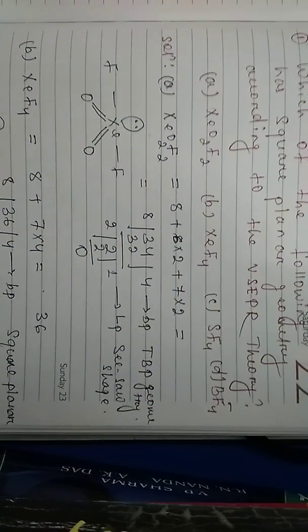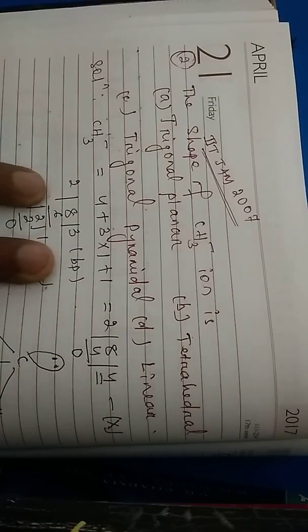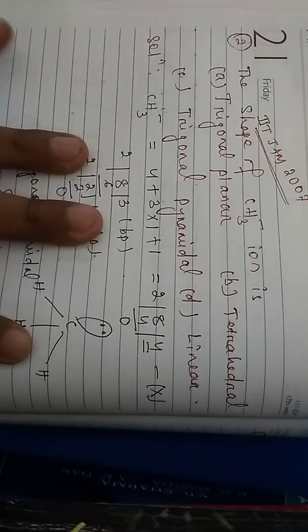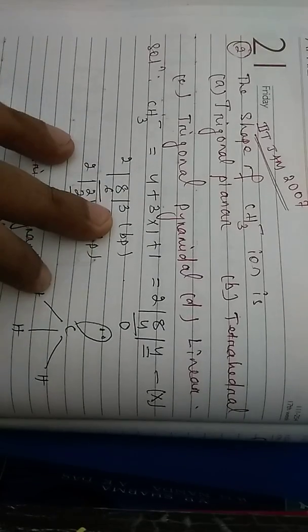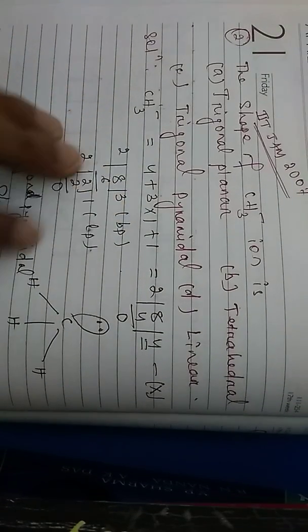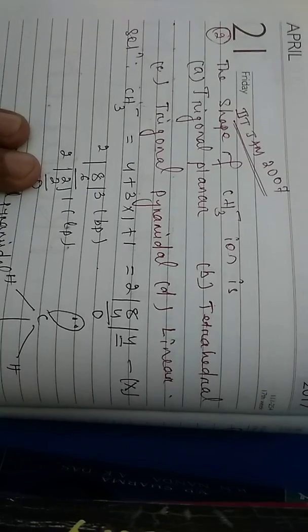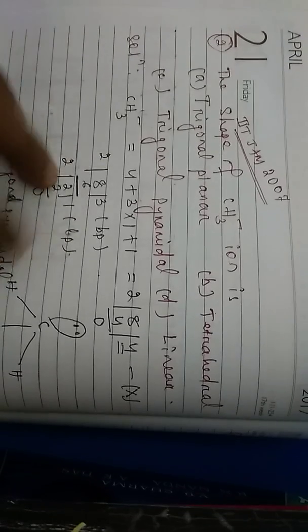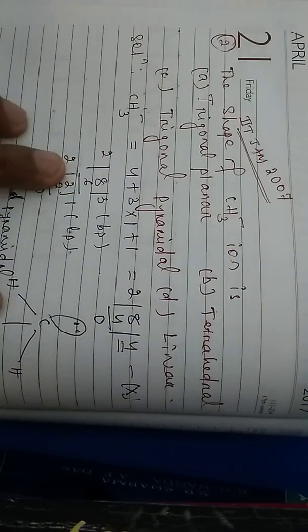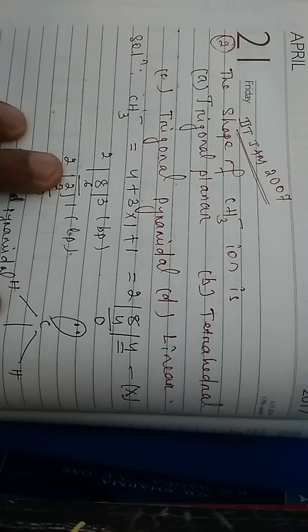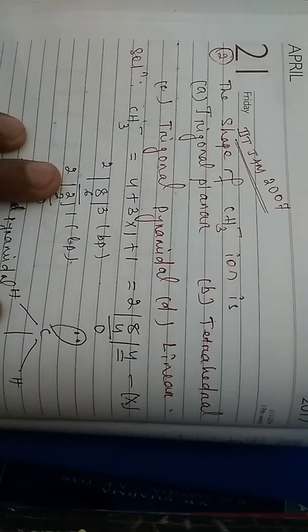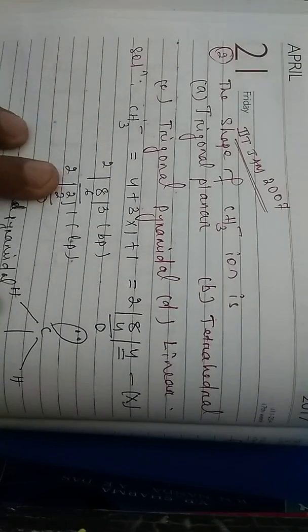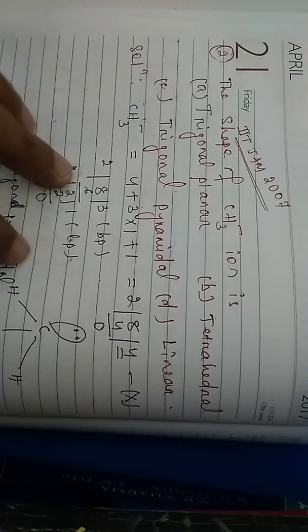The second question. Please write down these questions in your notes. This is very important. This type of questions came in IIT examinations and also all other competitive examinations. This question came in 2007. Here the question is, the shape of CH3 minus ion is. CH3 minus ion, what is the shape of this ion or this species?